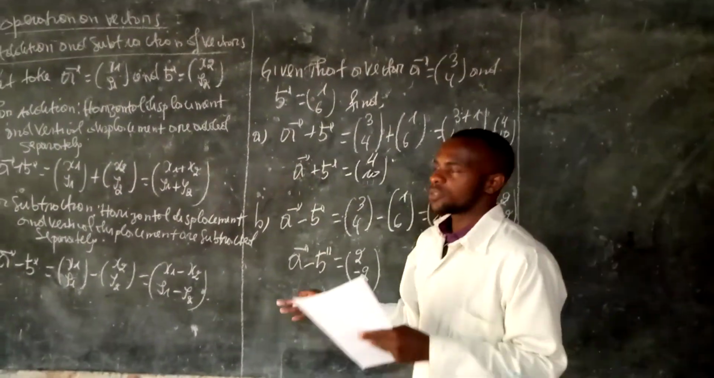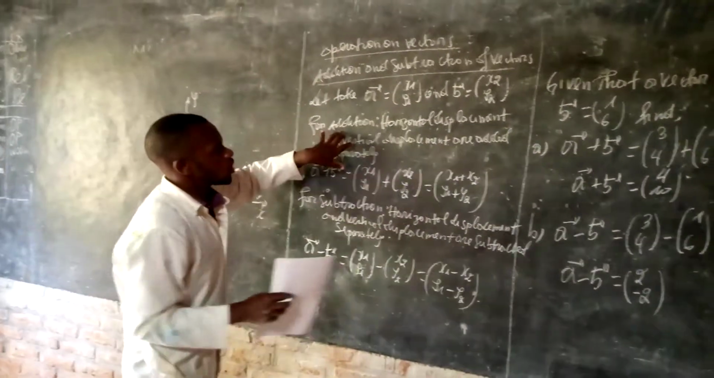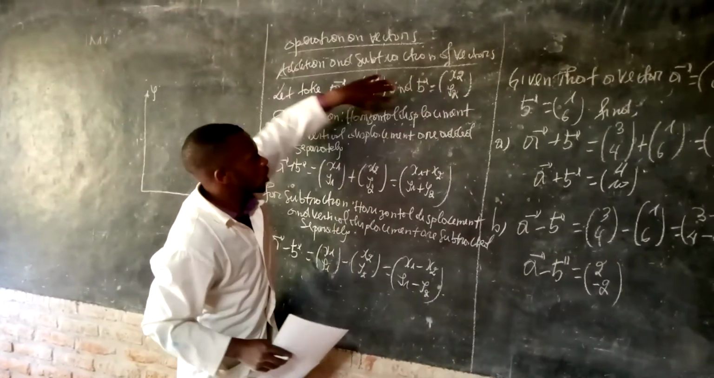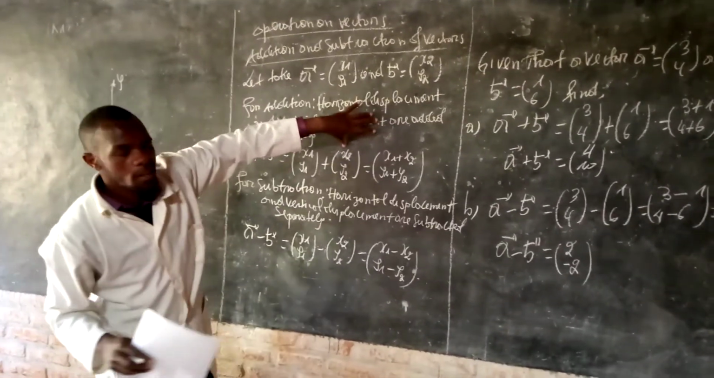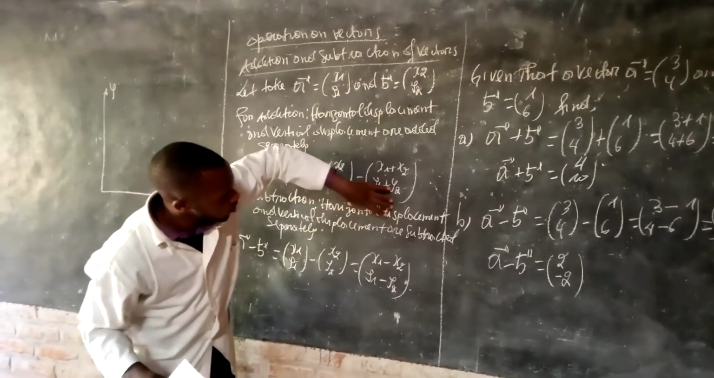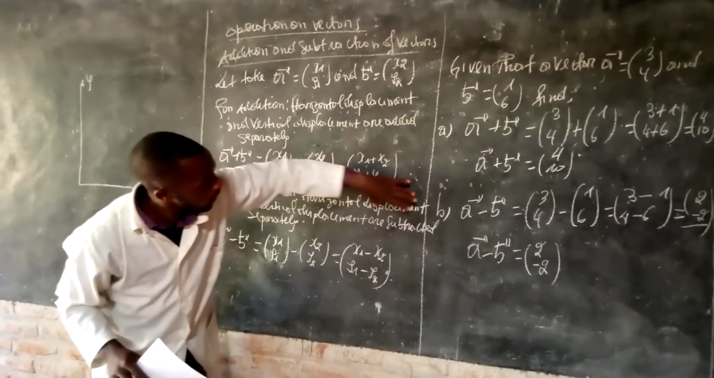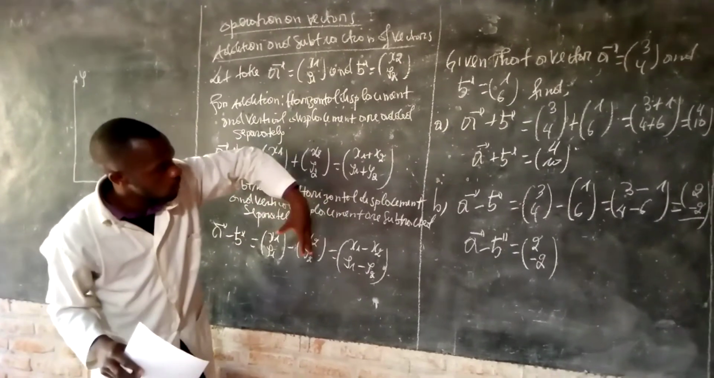This is how to find the addition and the subtraction. For addition, you have to add the horizontal displacements and the vertical displacements. For subtraction, you have to subtract the horizontal displacements from each other, and then subtract the vertical displacements.